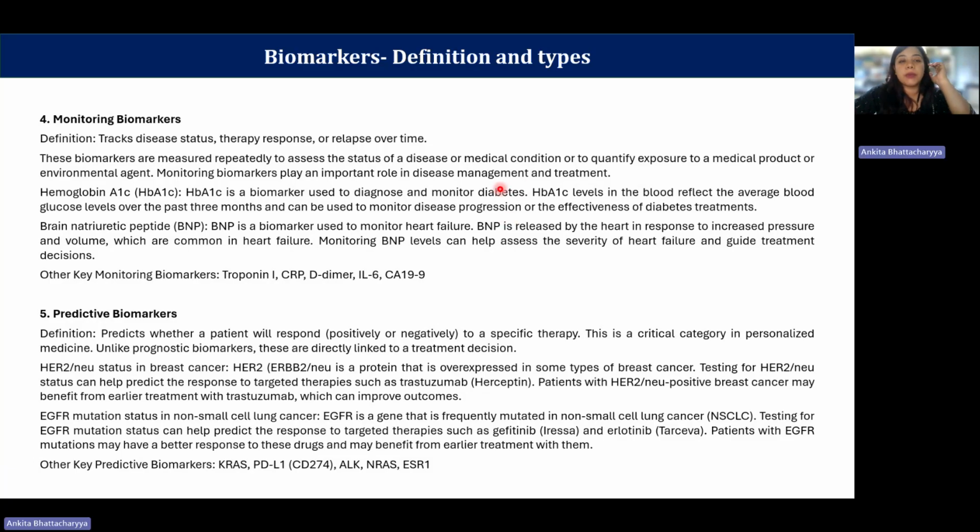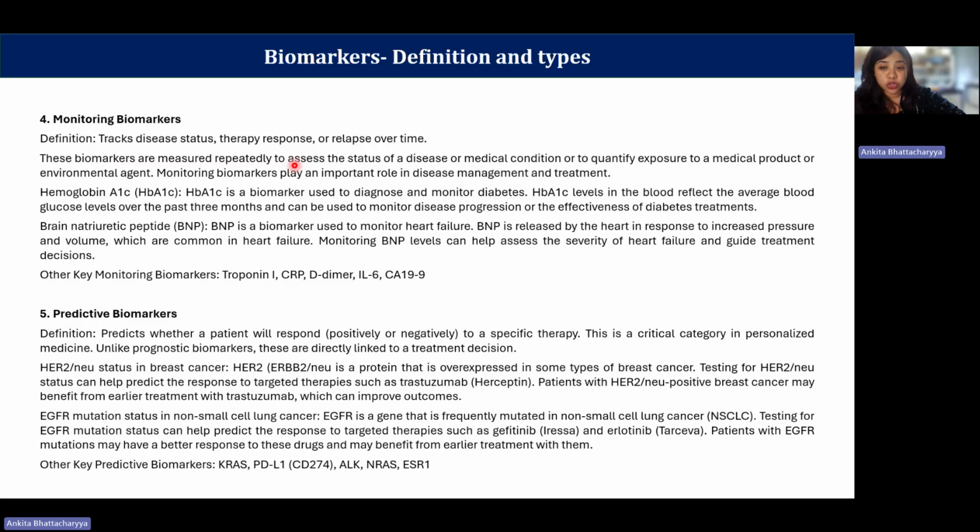Next, we must look at monitoring biomarkers. This is sometimes used loosely with prognostic biomarkers, not interchangeably. But what this specifically does is that it tracks the disease status, therapy response, or disease relapse over time.